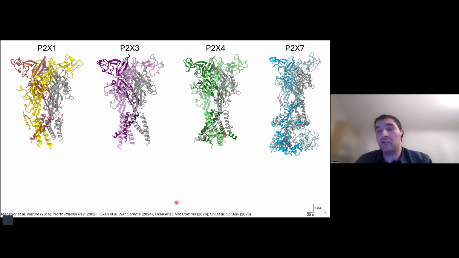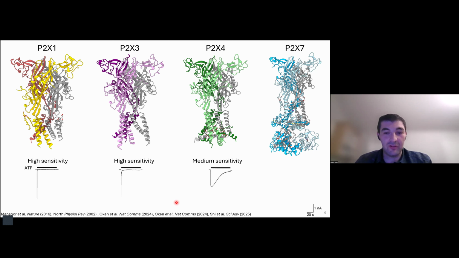For example, the P2X1 and the P2X3 receptors sense high nanomolar concentrations of extracellular ATP and desensitize in milliseconds, while the P2X4 receptor senses low micromolar concentrations of extracellular ATP and desensitizes in seconds. Finally, my favorite P2X subtype, P2X7, senses mid-micromolar to low millimolar concentrations of extracellular ATP and does not desensitize at all. So as long as enough extracellular ATP is present in the extracellular environment, the channel will remain open.